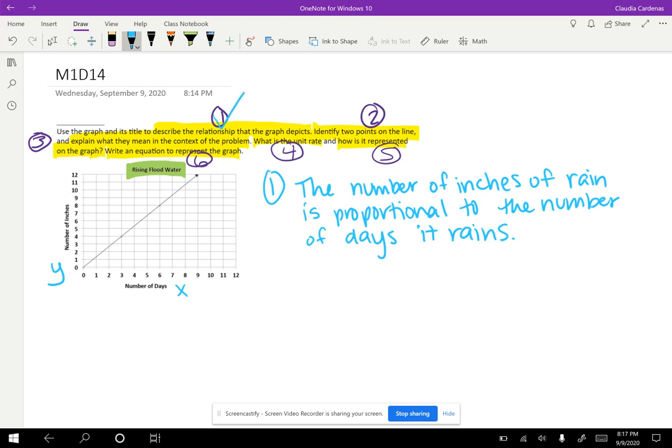Check. Now, the second part is saying to identify the 2 points on the line and explain what they mean in the context of the problem. So we're going to go ahead and try that out in an open-ended question.